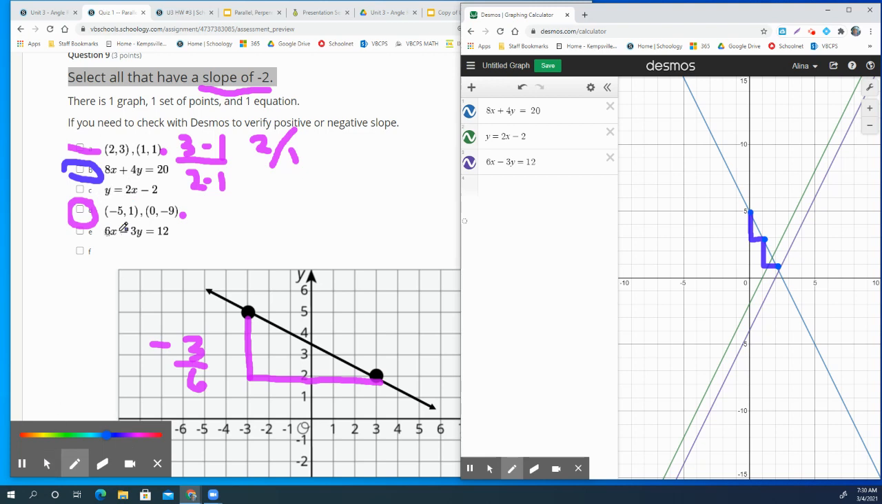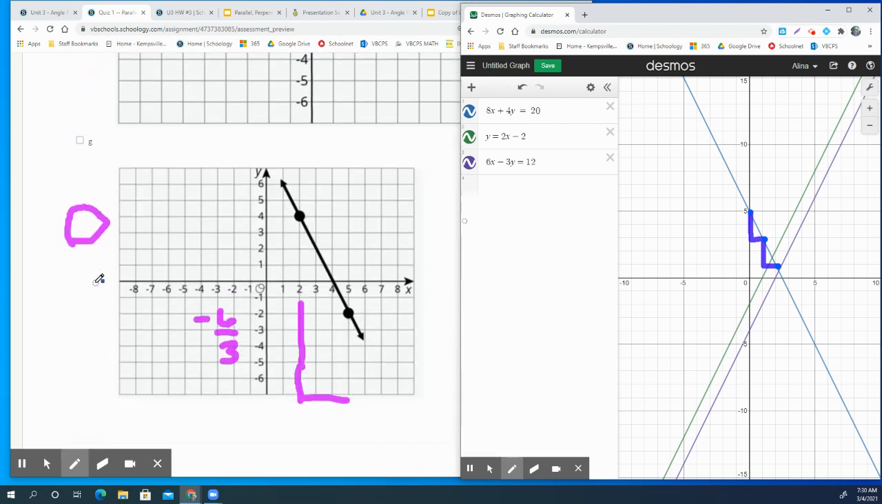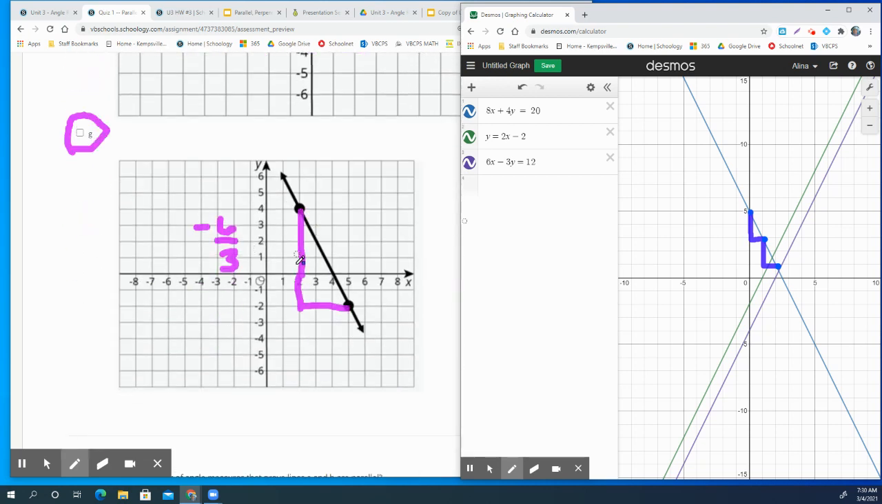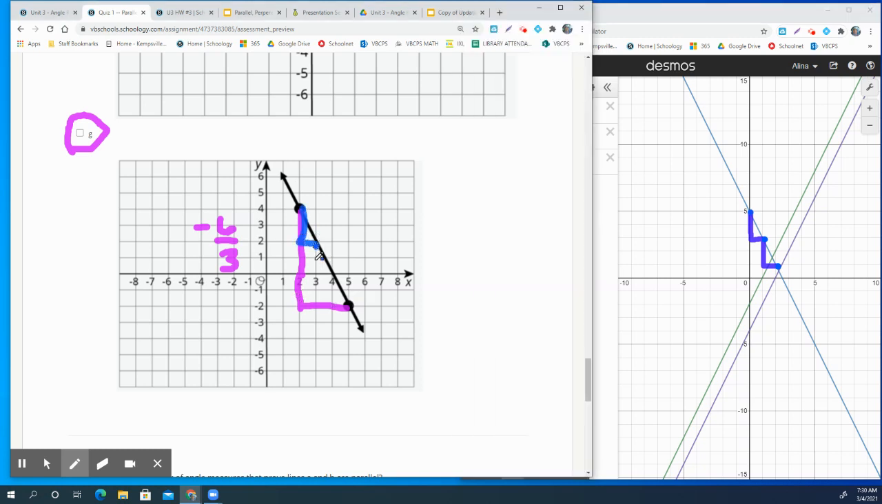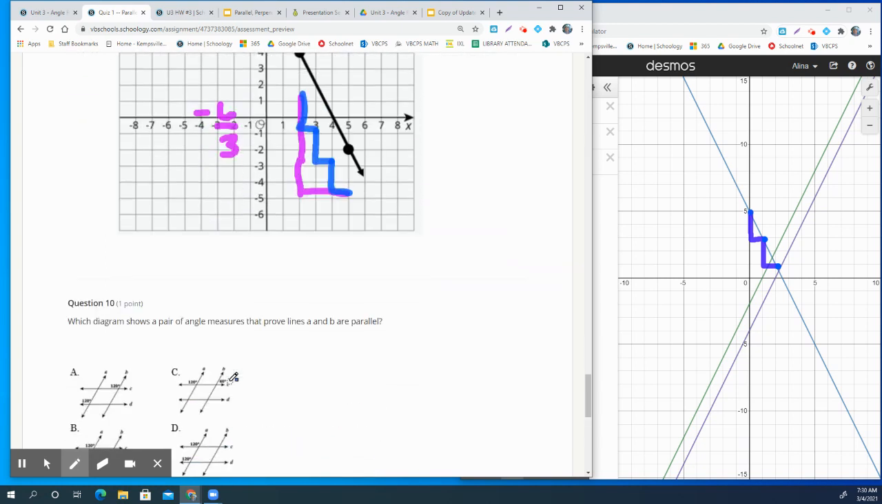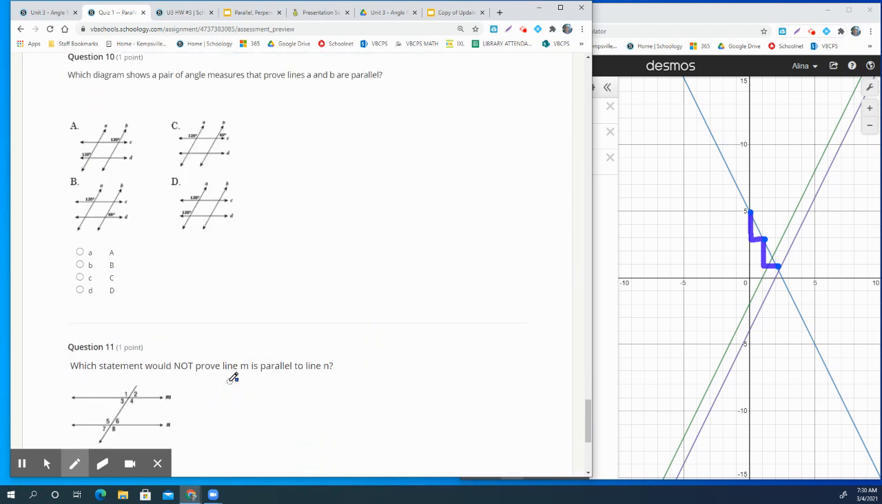Okay, so the point was -5, 1. The equation was 8x, and then the graph was the steeper of the two graphs, because I want to go down to right one, down to right one, down to right one, down to right one. Okay, kind of our reintroduction to slope.